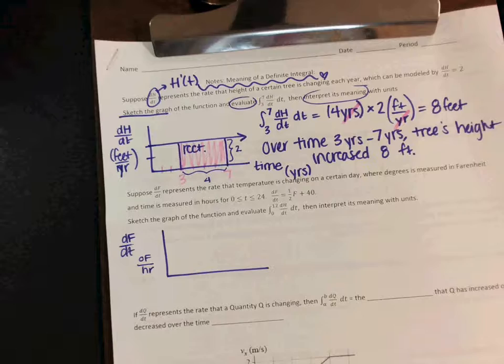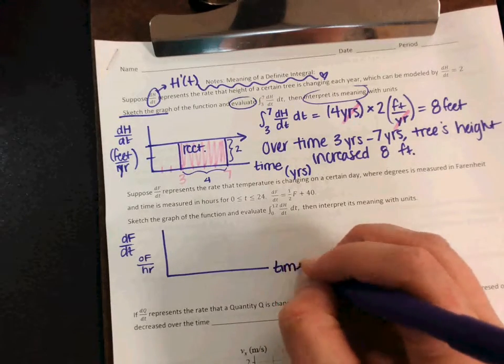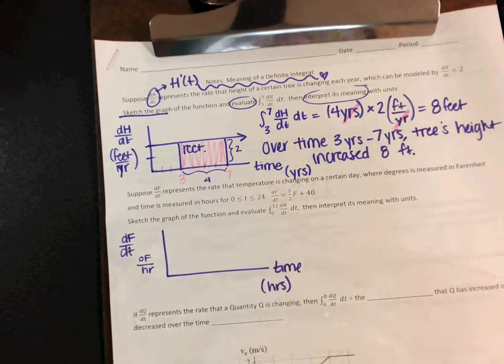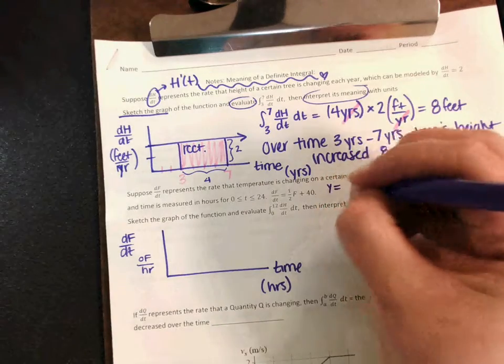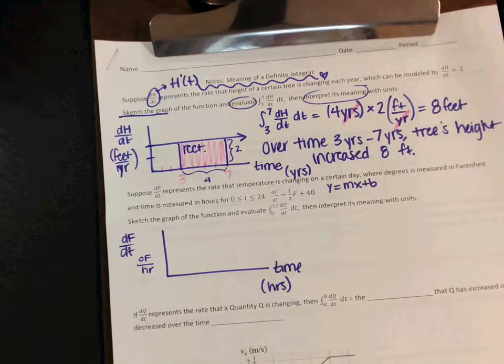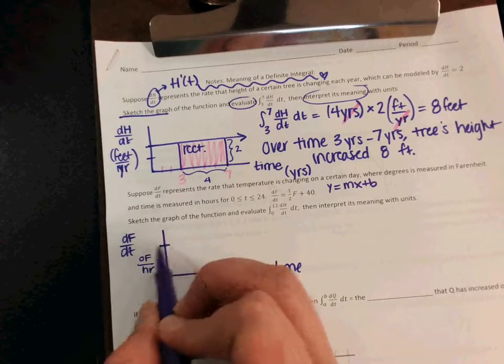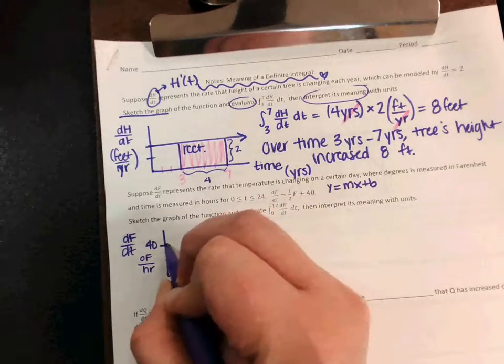What's going to go on the x-axis? Time, and time is measured in hours this time. Okay, now let's sketch a graph of our function. So it's a half f plus 40. This is linear. Think about y equals mx plus b. Where does it start on the y-axis? What's my b? Okay, 40. And then from 40, 1/2 is a positive slope, so it's going to go up 1 over 2, up 1 over 2. So just make your graph go up like that.